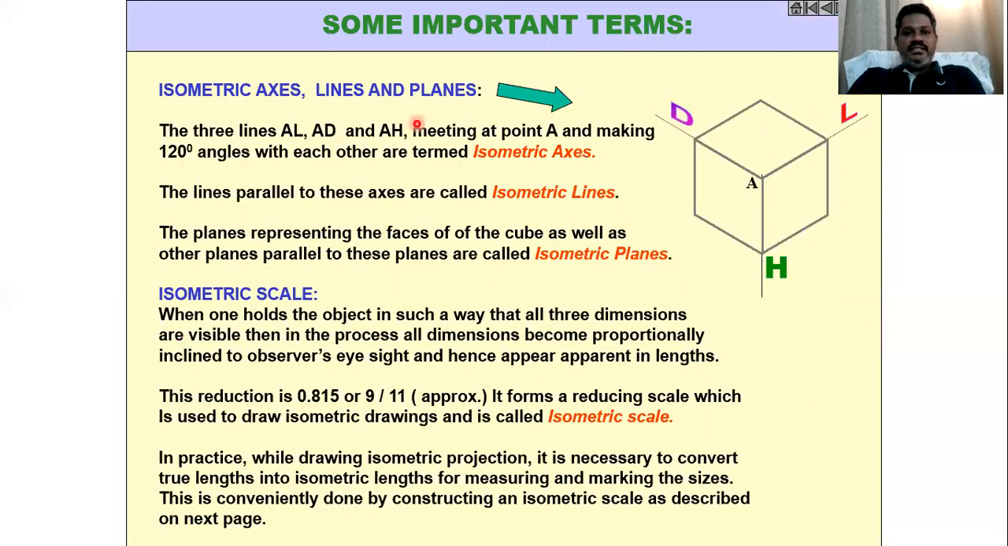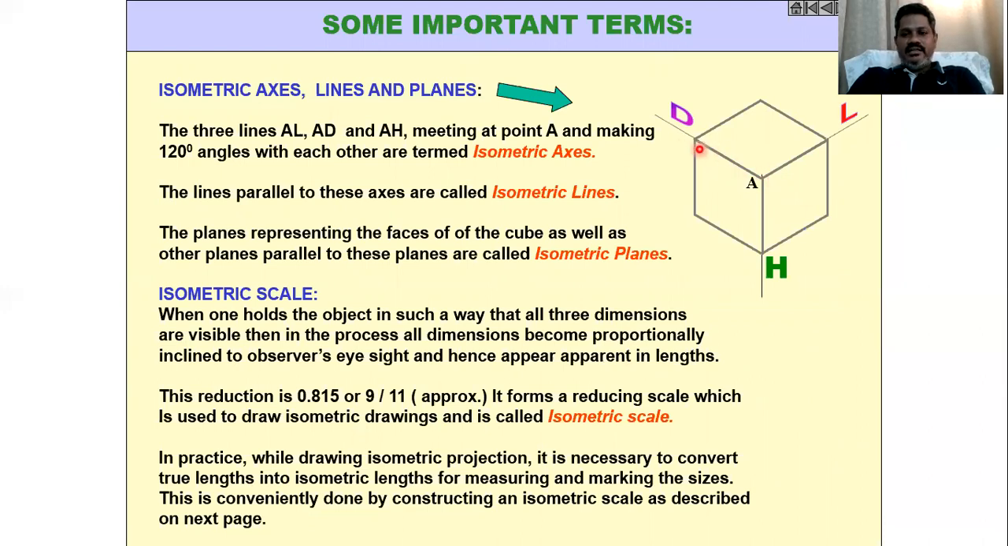Then let us see some important terms related to drawing the isometric views. As I said, consider the same figure that we have seen in the last slide. It is height, it will be the length, and it will be the depth.